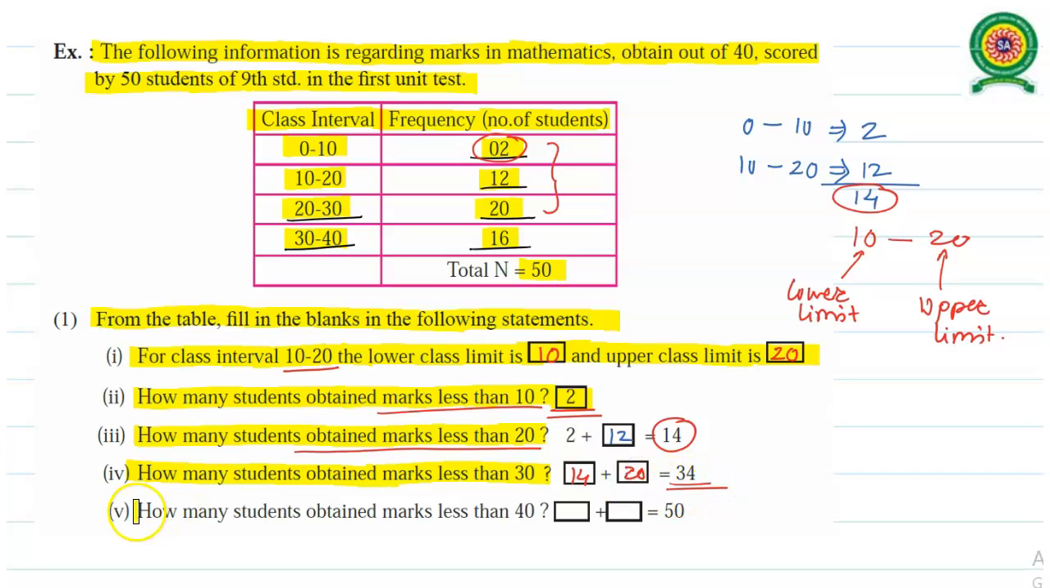Look at the next sub question. How many students obtained marks less than 40? Overall students. That means less than 30 there are 34 students, plus the 16 students in the class below 40. So 34 plus 16 is 50. So the total students is 50, who have marks from 0 till 39. That means the total number of students who obtained marks less than 40 is 50.